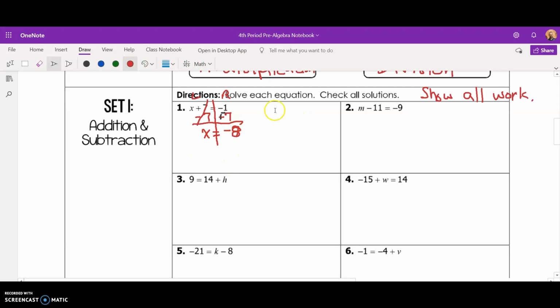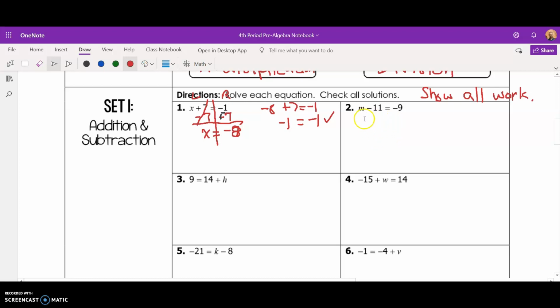Now let's see if that works. Negative 8 plus 7 equals negative 1. So negative 8 plus 7 would be negative 1. And so that checks out. All right, let's move on to number 2.